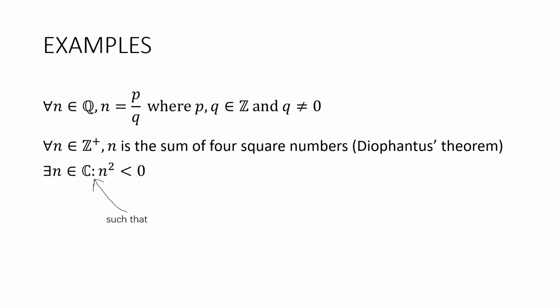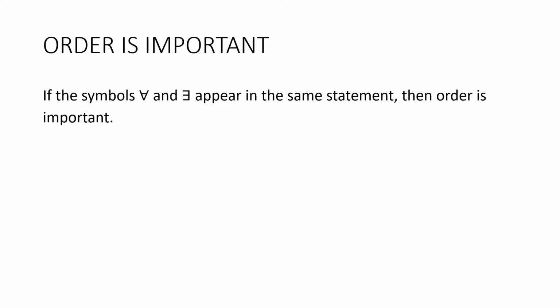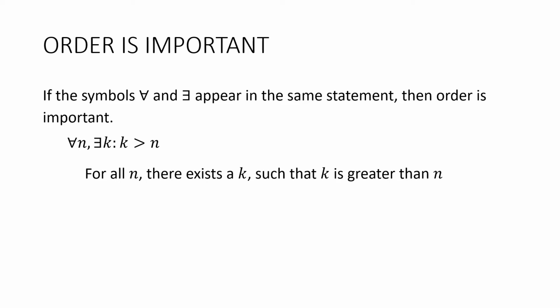Now, order is important with these quantifiers. So if the symbols for all and there exists appear in the same statement, then we need to be careful. Let's look at two examples where the order is switched around. Here's the first one. This says, for all n, there exists a k such that k is greater than n. Now that's a true statement. Can you tell why? For all n, whatever number you can think of, it doesn't even say what type of number, there exists another number, k, that is going to be greater than it. And that's true, isn't it? No matter what number we can think of, we can always think of a number bigger than it.